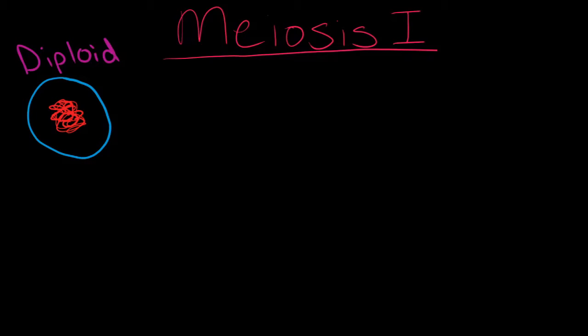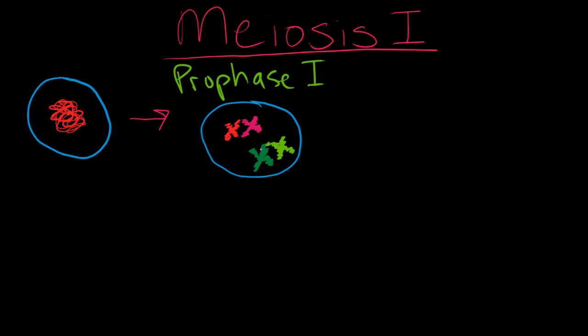So we're going to start out this red stuff here I have drawn in to represent the long and thin chromatin, the DNA, the form that it's in prior to this process starting. This would be interphase before we jump into meiosis. We're going to do this whole thing twice. So this is meiosis 1. Here is prophase 1 of meiosis 1.